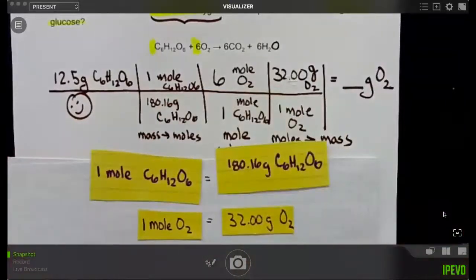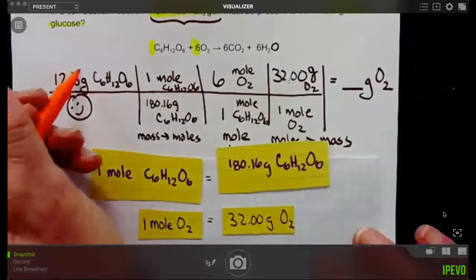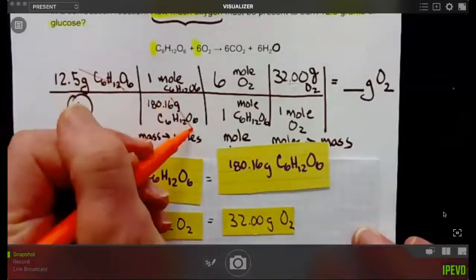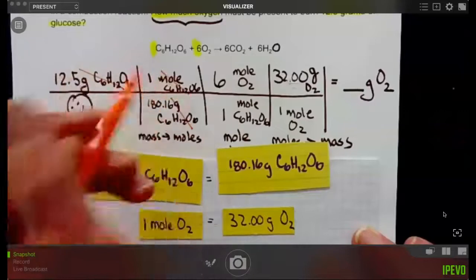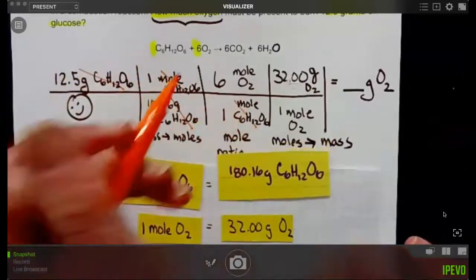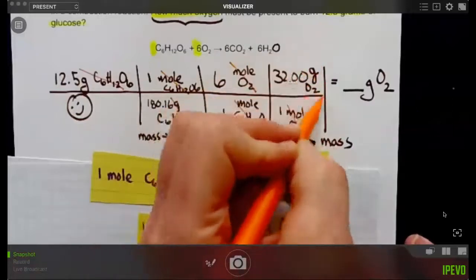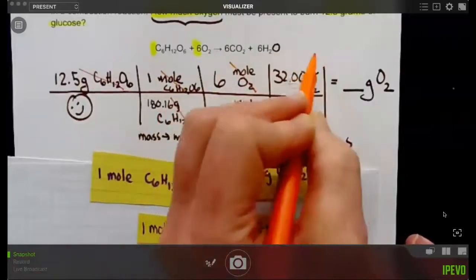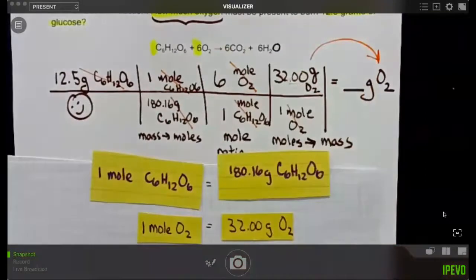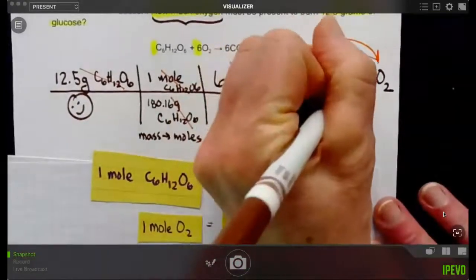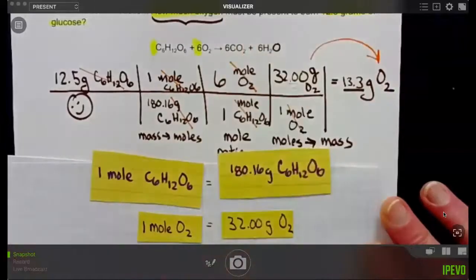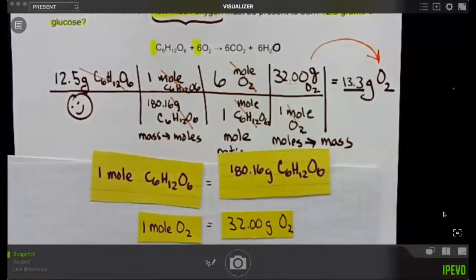I always check to make sure my units cancel. Grams of sugar, mole of the sugar, mole of the sugar, mole of the oxygen, and what's in the upper left corner matches what I'm looking for. And I got 13.3. Is that right? Oh, you guys got that? Perfect. All right, so let's start looking at the gummy.